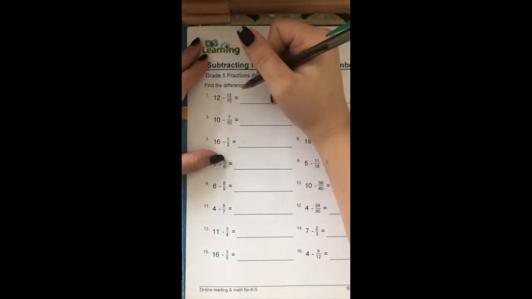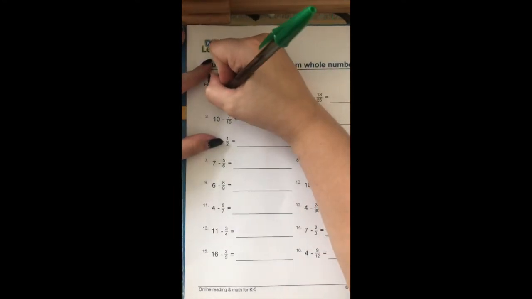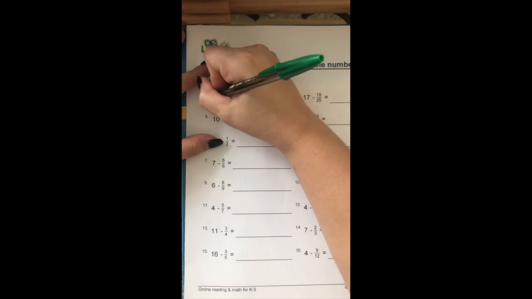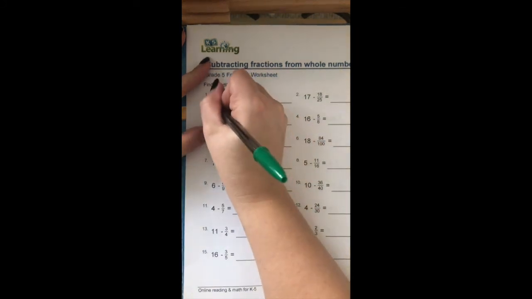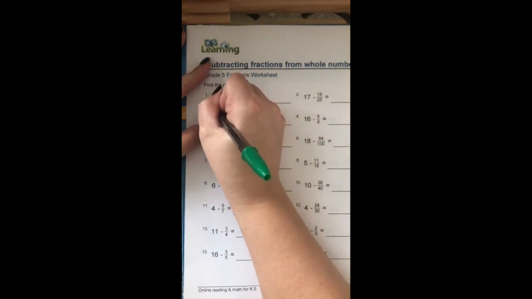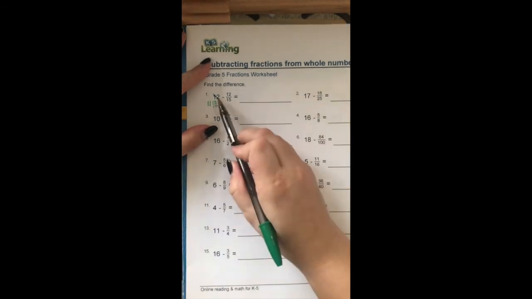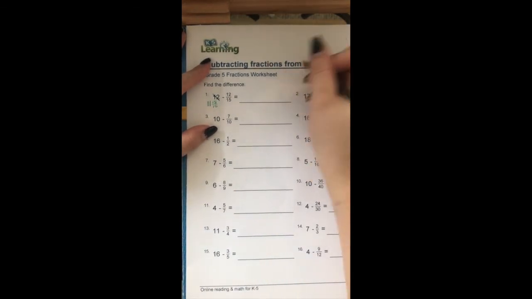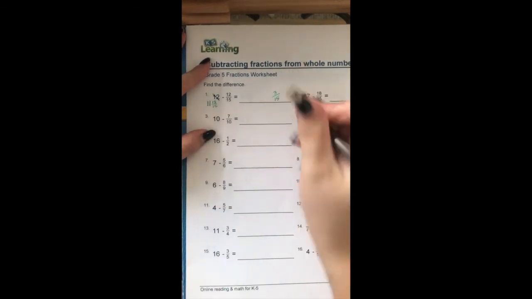We have 12 minus 12 over 15. So we know by now that we have to take 1 away from 12. So we would change this to an 11. We find our denominator, which in this case is 15. So we would put 15 over 15. Then we subtract. So we have 15 minus 12. And 15 minus 12 is 3 over 15. And 11 minus nothing is 11.